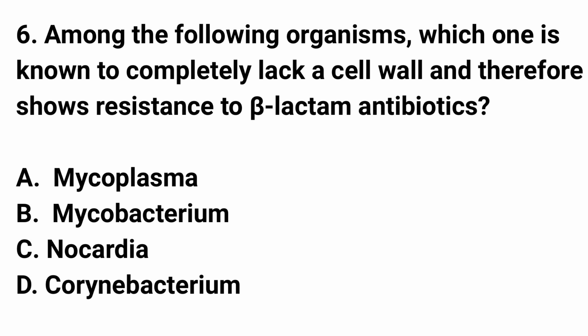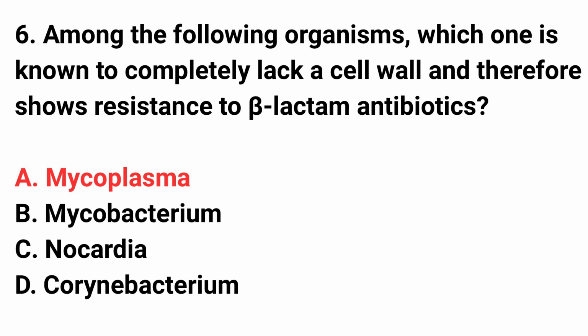Question number 6. Among the following organisms, which one is known to completely lack a cell wall and therefore shows resistance to beta-lactam antibiotics? Mycoplasma, Mycobacterium, Nocardia, Corynebacterium. The right answer is option A, Mycoplasma. Mycoplasma species have no cell wall, containing only a sterol-rich cell membrane. As beta-lactam antibiotics act on peptidoglycan, Mycoplasma is naturally resistant to penicillins and cephalosporins.